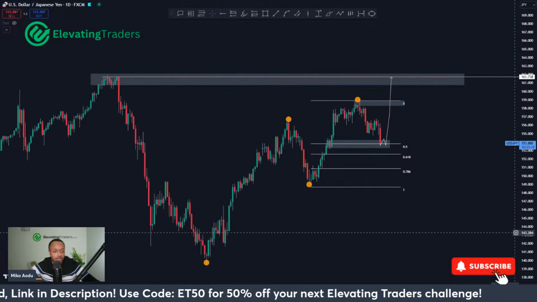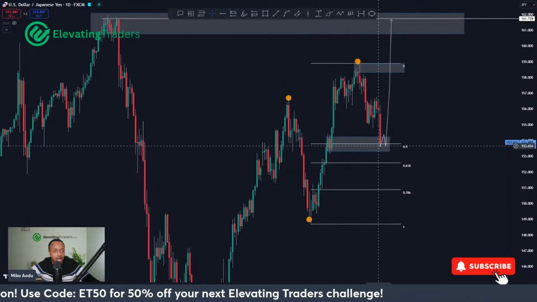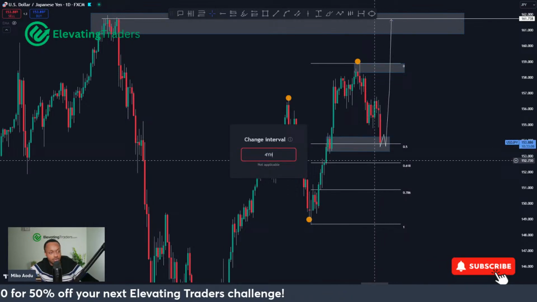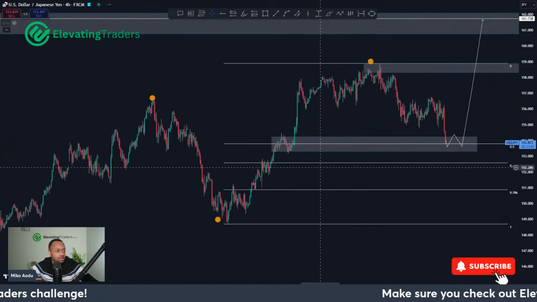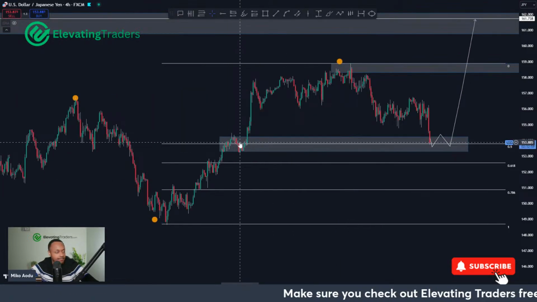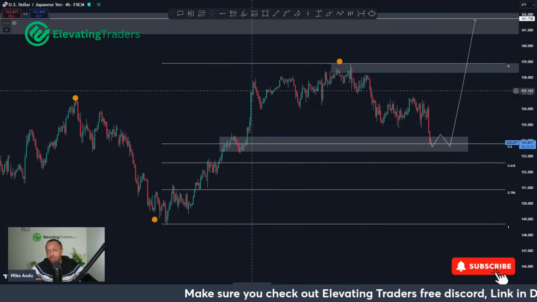We've got some nice confluence here. You've got the fib from the low to the high. You've got the 0.5 there. If I drop to the 4-hour chart, you can see we've also got this brief pause in the market here, which we flew to the upside when we finally got the breakout.